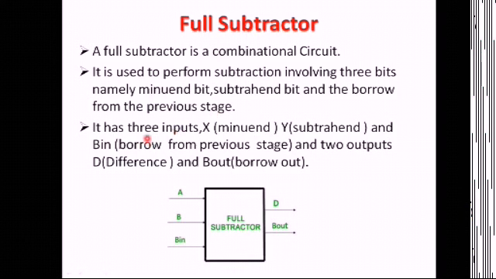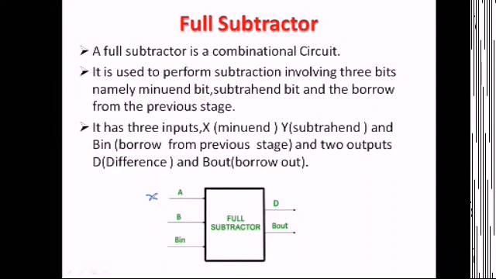Now it has 3 inputs. X is the minuend, Y is the subtrahend, and B in is the borrow from the previous stage. And there are 2 outputs. Difference, denoted by D, and B out, the borrow out. That is the ultimate borrow or the output borrow. So this one is the logic diagram of a full subtractor where there are 3 inputs. Here it is represented as A, B and B in. You can also represent them as X, Y and B in.